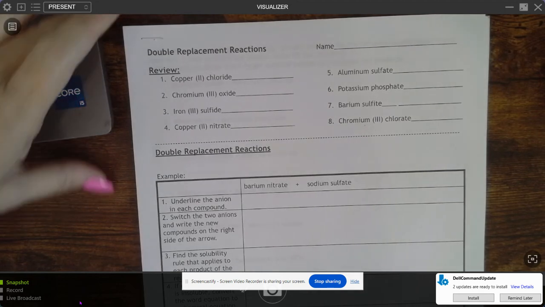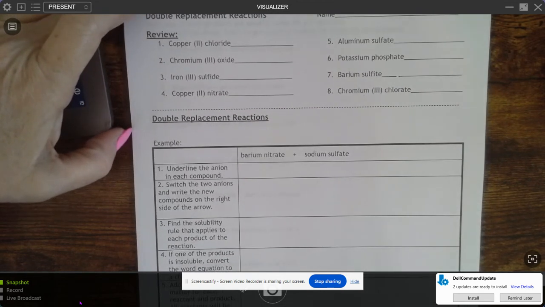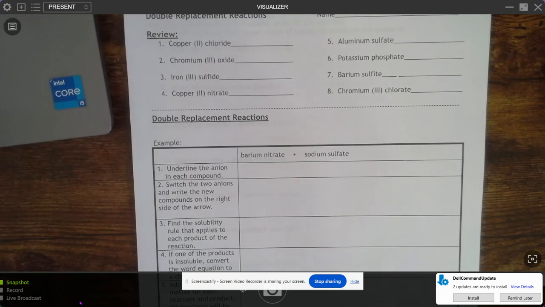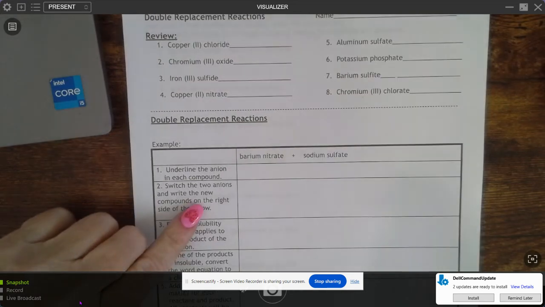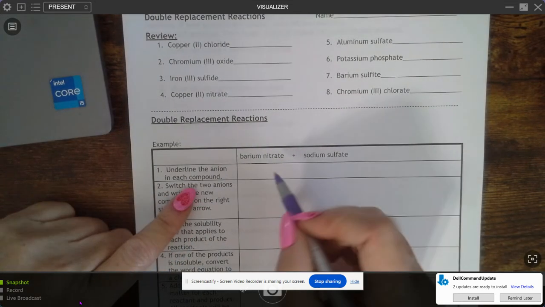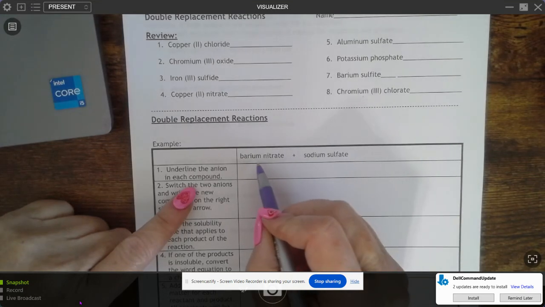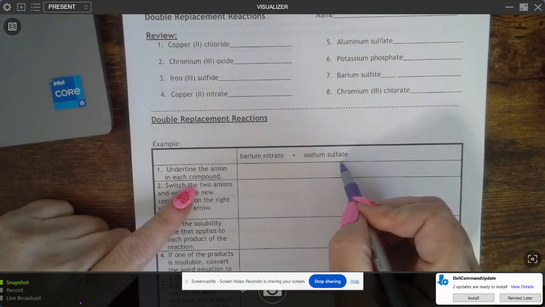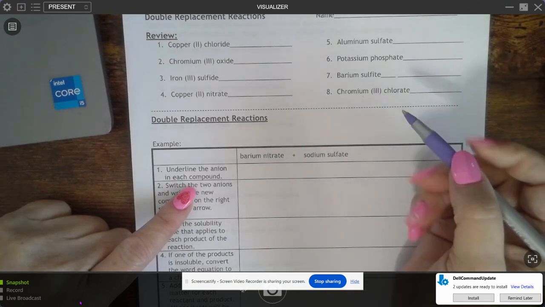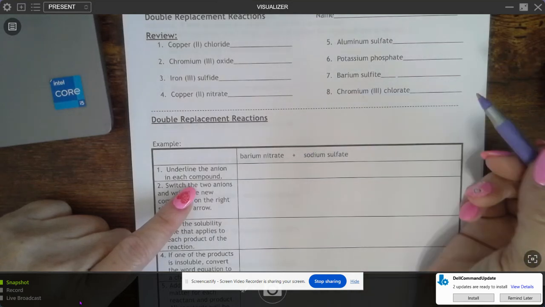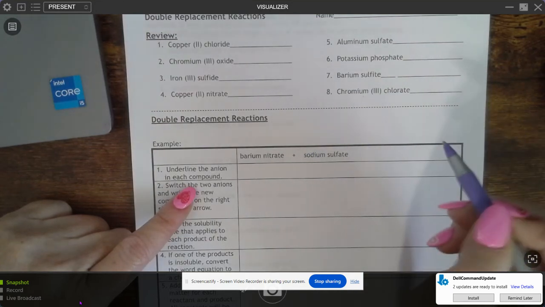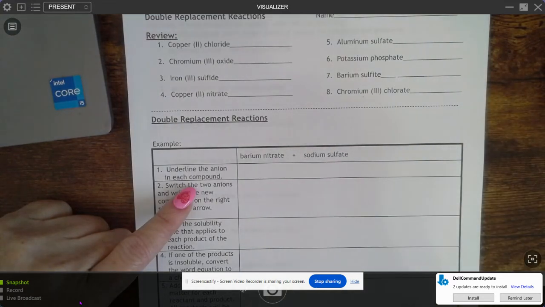Okay, so I'm going to give you just a couple of steps. Some of this we've already done. We've already written out the products of this type of reaction. So we're going to do a reaction. Our example is going to be barium nitrate and sodium sulfate. The questions on the top are just a little review to make sure you remember about crisscrossing charges and what Roman numerals and polyatomic ions mean. I'm not going to go through that right now in this video.